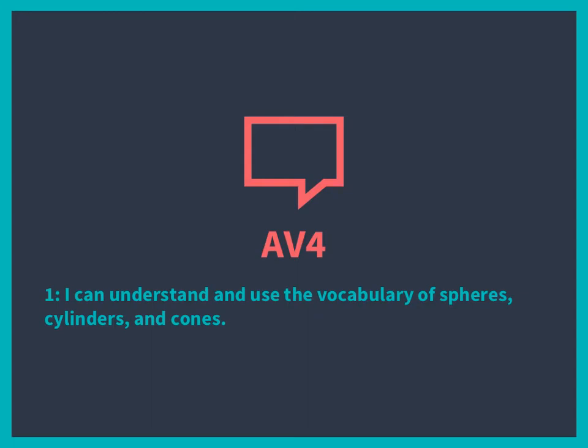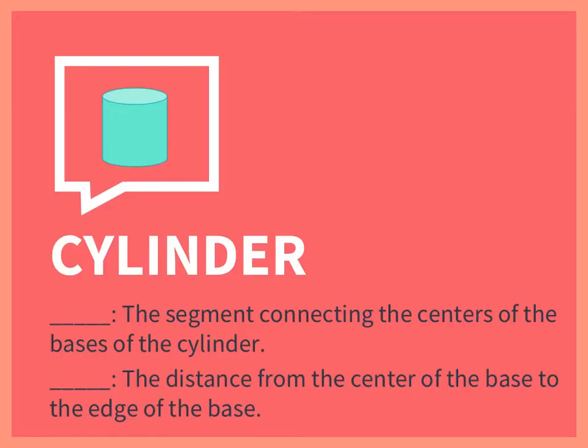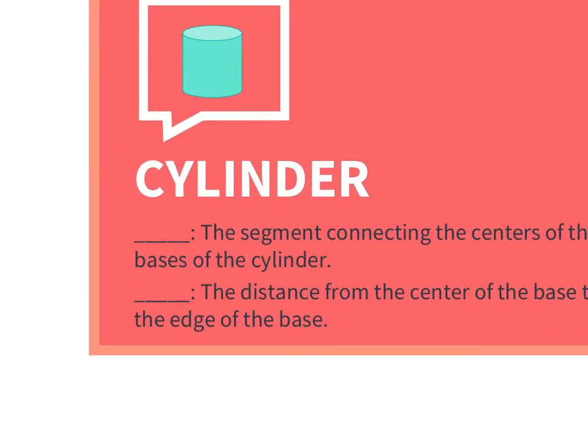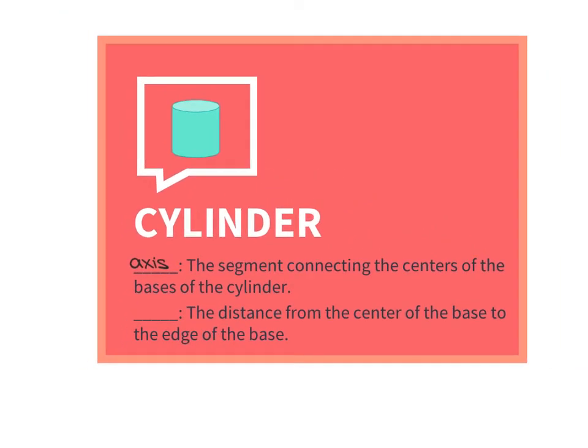AV4-1 is all the vocabulary that we'll be using this unit. So our first vocabulary word that you should already know is cylinder. And when we're looking at a cylinder, my axis will be the line segment that connects the centers of the bases.